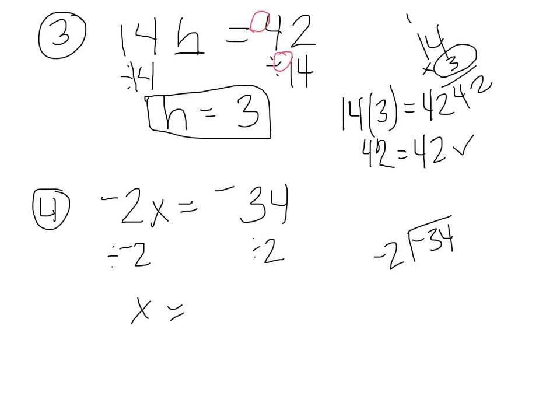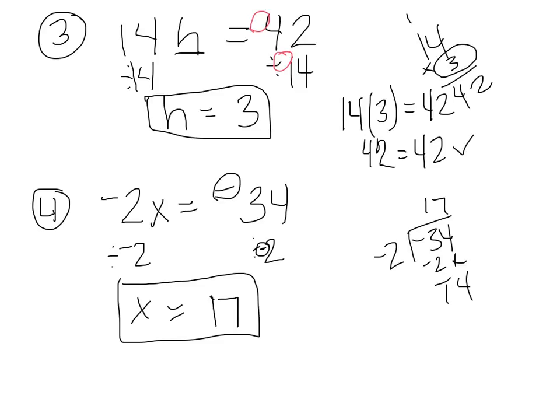2 goes into 3 one time, minus 2. I'm left with 1. Bring down my 4. 2 goes into 14 7 times. So my answer is a positive 17. Remember, oops, I forgot to put my negative sign in here. So I've got a negative and a negative. 2 negatives when we're multiplying or dividing make a positive. So my answer is x equals 17.